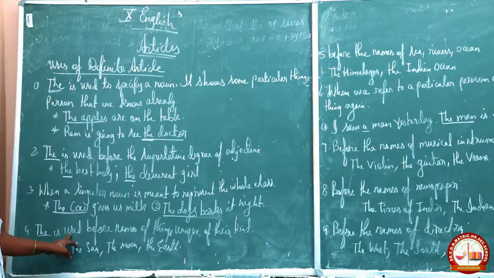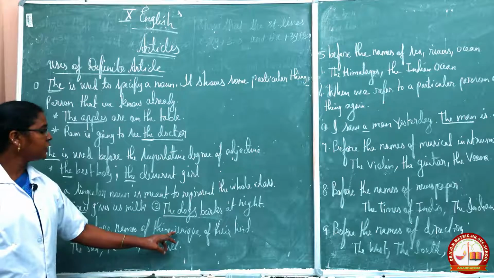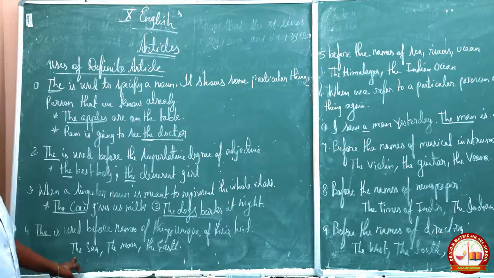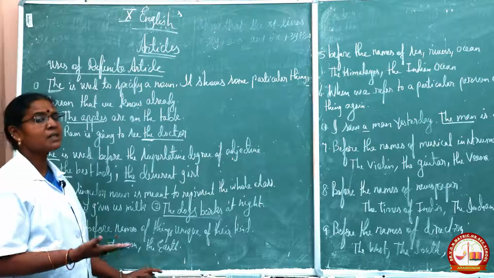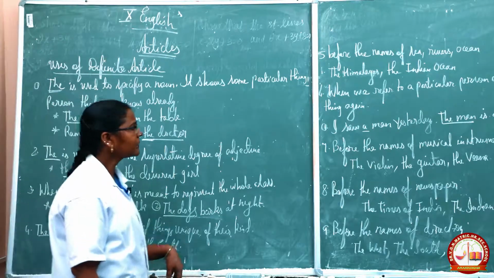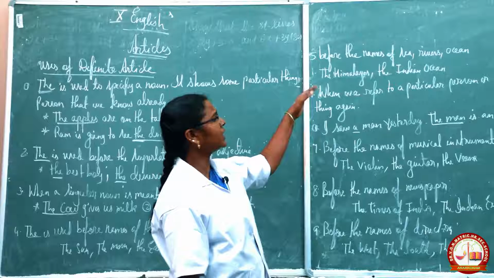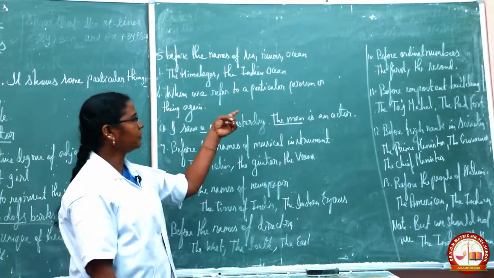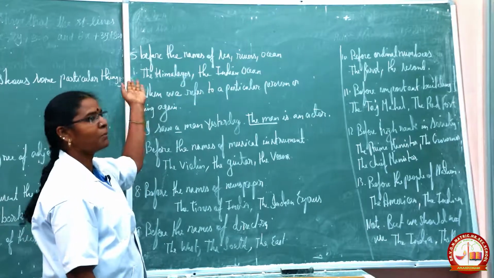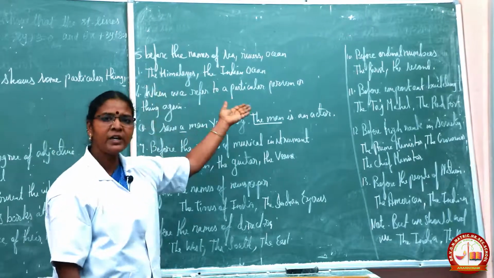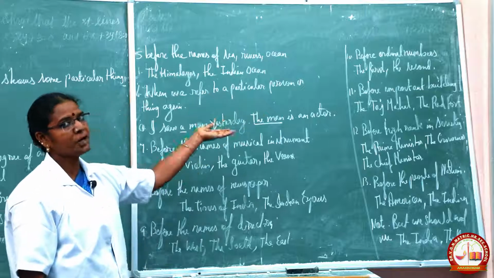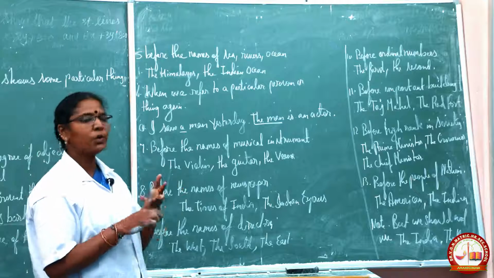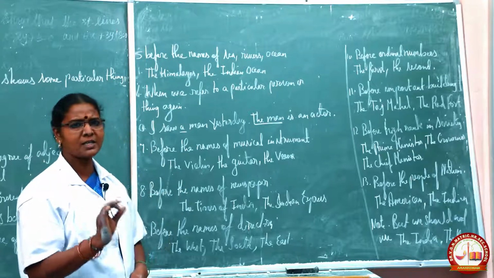Next, the is used before the names of things unique of their kind. Unique means specific or special. For example, the sun, the moon, the earth, the stars, they are unique. Next rule, we can use the before the names of seas, rivers, oceans, and mountains also. For example, the Himalayas, the Indian Ocean, the Arabian Sea, the Yamuna, the Ganga. So before the names of rivers, mountains and oceans, we can use the definite article the.